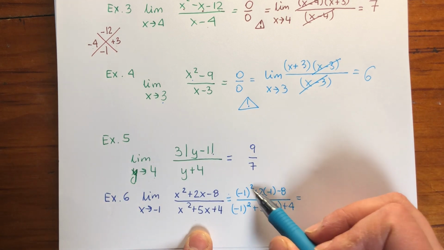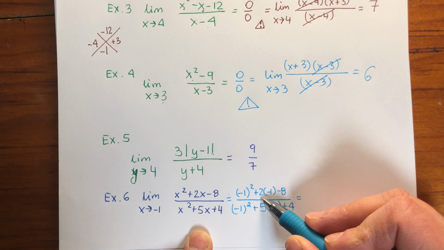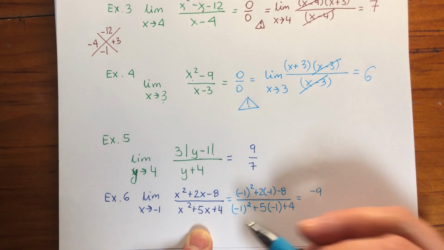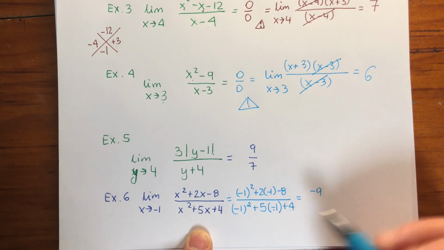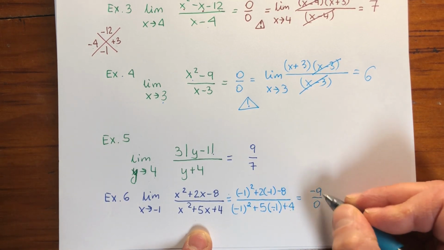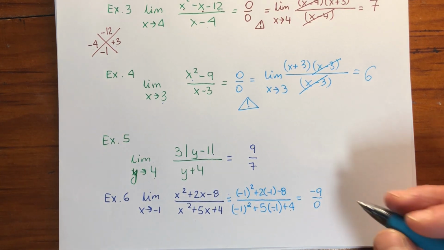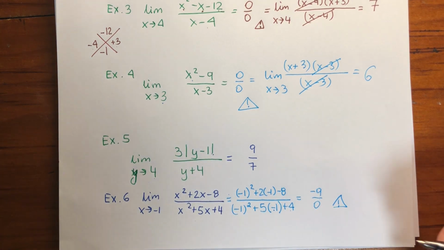So negative 1 squared, that's 1. 1 minus 2 is negative 1, minus 9. And then this is going to give me 1 minus 5 is negative 4 over 0. Notice, this is not allowed. We are not allowed to divide by 0. There's a problem with this. We have to try to do something about this.